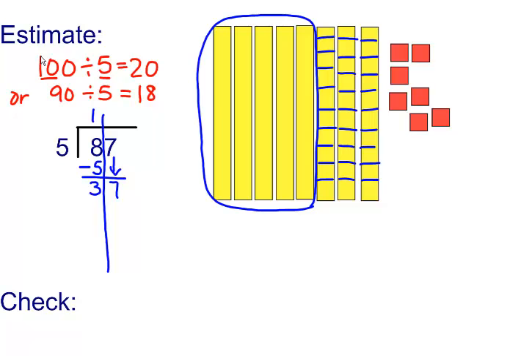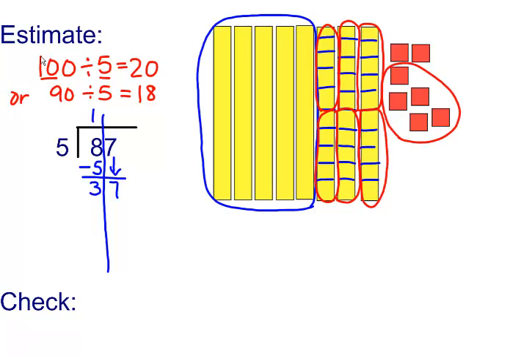So here's one group of 5. Here's another group of 5, and another. Every group of 5 we're going to circle, even the ones in the units. So it looks like I have 7 groups of 5, and that will go up here in my quotient. And we've used 35 of them because 7 times 5 is 35. And I have 2 left over, so it's a remainder 2.